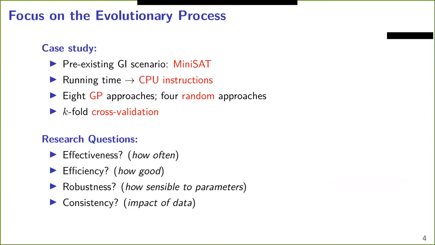We will focus on 4 key research questions. First, effectiveness. We will run our GP approaches many times. How often do they yield improvement? Efficiency. How good can their improvement be? Robustness. Because we will be comparing 8 slightly different GP approaches, how sensitive is GP to the setting of this parameter? And finally, consistency. We will try to see how much the training data impacts the performance of GP.